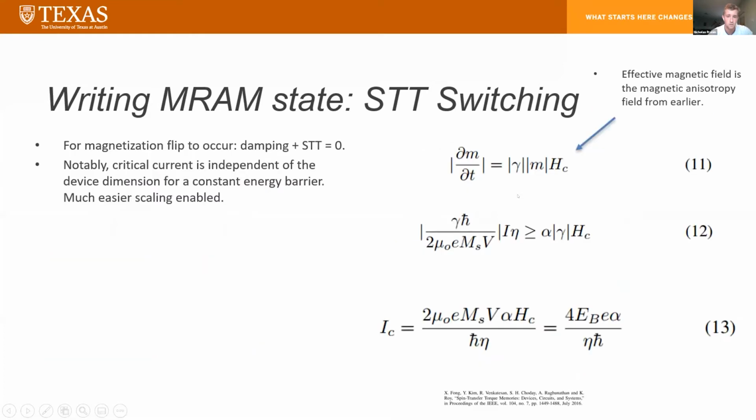So this gives us a condition for when the STT switch will occur. Basically, we could write an inequality between the damping and the STT term in terms of their magnitudes, and also in terms of the coercive field, which is the effective magnetic field in the STT. And then we could rearrange this expression for the critical current. And we see that it's just given in terms of the material parameters, and it's no longer explicitly dependent on the device dimension. So this enables better scaling.